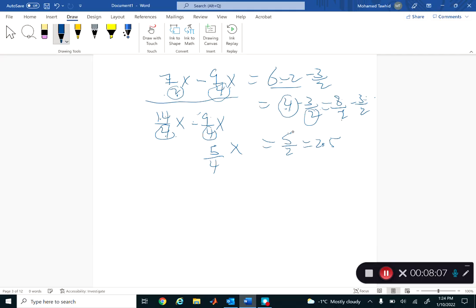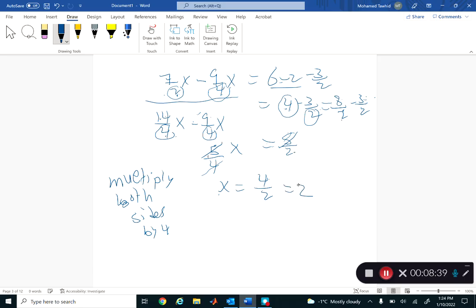Look what you have here, guys. You have 5 over 4 x equals 5 over 2. If I leave it as a fraction, 5 cancels with 5, right? So now multiply both sides by 4. If I multiply both sides by 4, then what do you have? You have x equal 4 divided by 2. On the left you get rid of 4 because you multiply by 4 and divide by 4, and you have 2. So what is your x equal to?